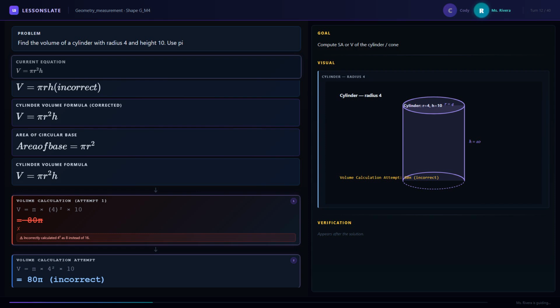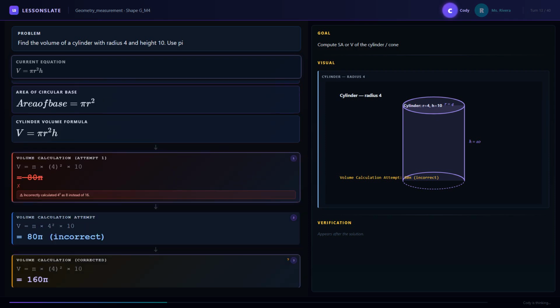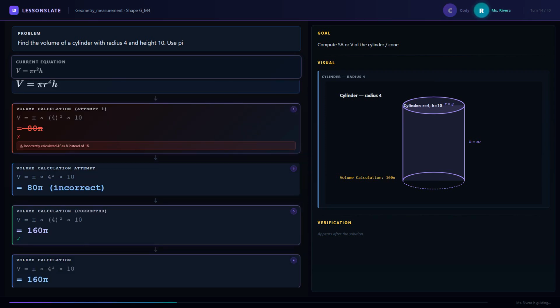What is 4 squared? Oh, right. My mistake. 4 squared is actually 16, not 8. So it should be V equals pi times 16 times 10. That makes it 160 pi. Is that more accurate? Yes, that's exactly right, Cody. 4 squared is indeed 16, so your calculation of V equals pi times 16 times 10 equals 160 pi is perfect. You've correctly substituted the values into the formula and performed the arithmetic.